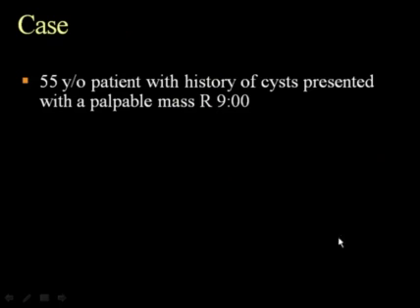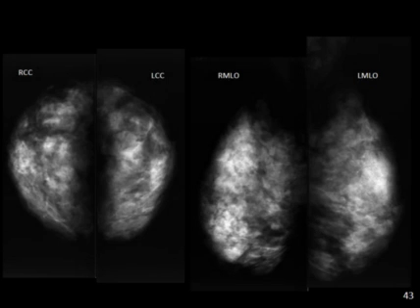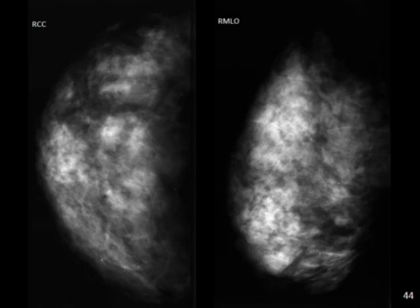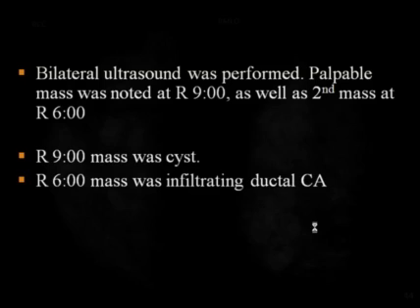This is a case of a 55-year-old that had a history of cysts, presented with a palpable lump. And you see this dense glandular tissue. I showed you this earlier. This is a patient that it's important to have her in more than one category, and I'm going to show you again why. So this is her right breast. The mammogram shows dense breast tissue. We really do not see an abnormality here, neither on the craniocaudal or the medial lateral oblique view.